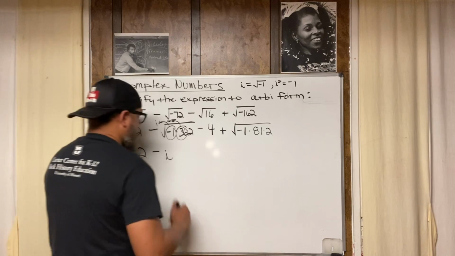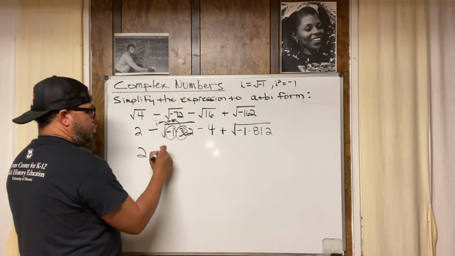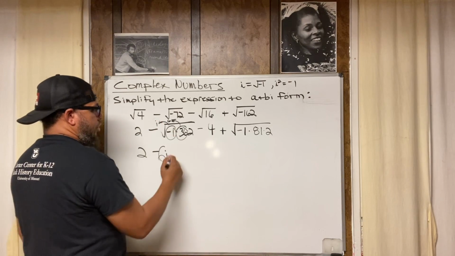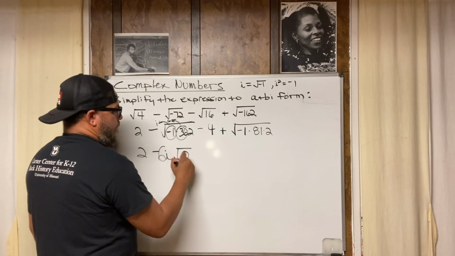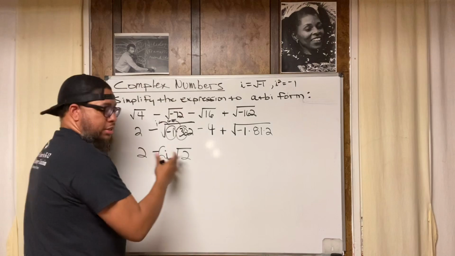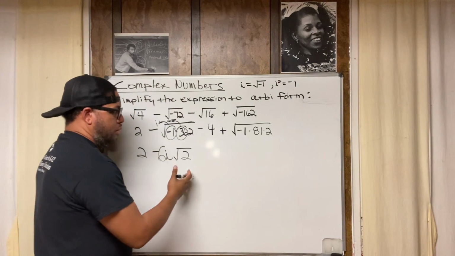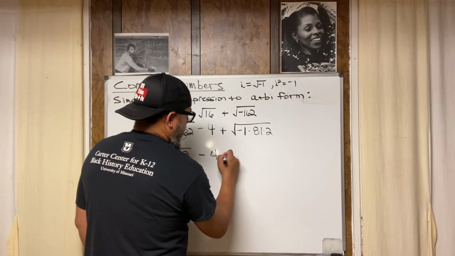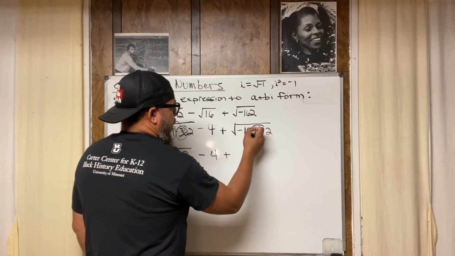But you know what? Let me do this. The 36 came out, turned into a 6, right? The -1 came out, turned into an i. The 2 can't come out. It's still in the radical because it's not a perfect square. It can't come out. Bring the -4 down. All right. Now, then we bring this. The 81 is going to come out.